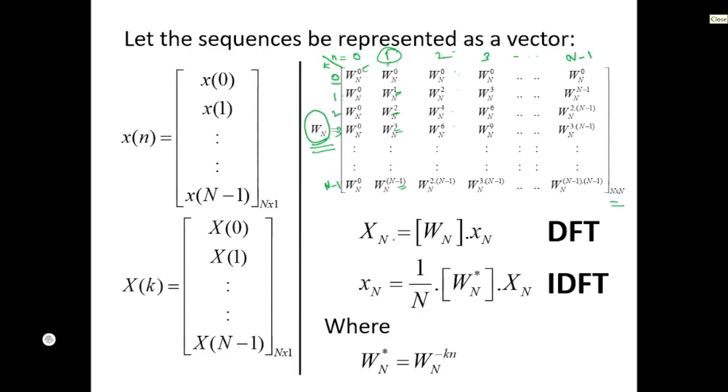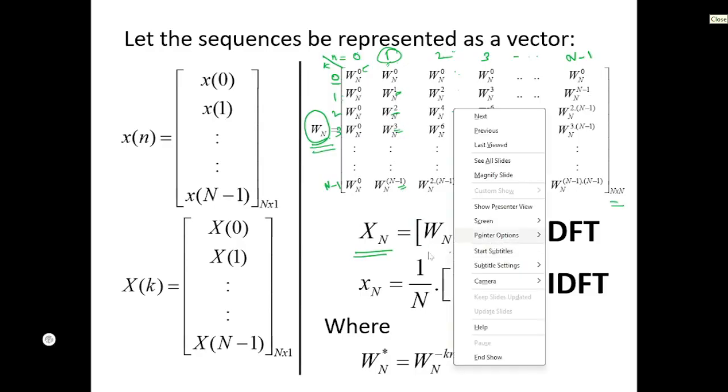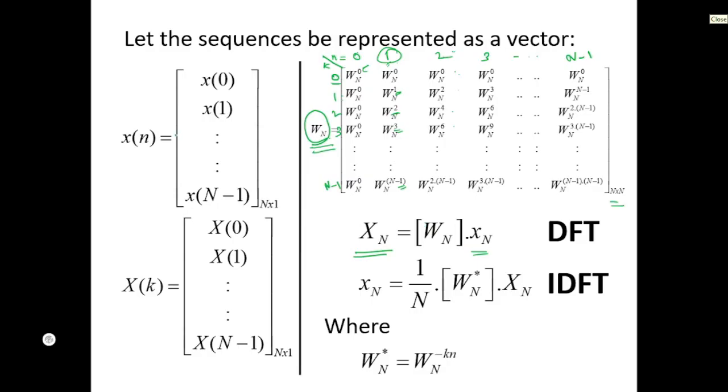Now why is this twiddle factor matrix important? Because if I want to get the DFT, what I have to do is take this twiddle factor matrix and multiply it with x of n. Now see over here, x of n, how it is being represented: x0, x1, x2 and this way. But when we write the signal, how do we write? We write it as x of n equals x of 0, x of 1, so on, x of N minus 1.